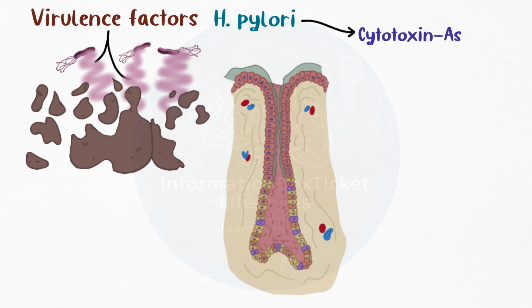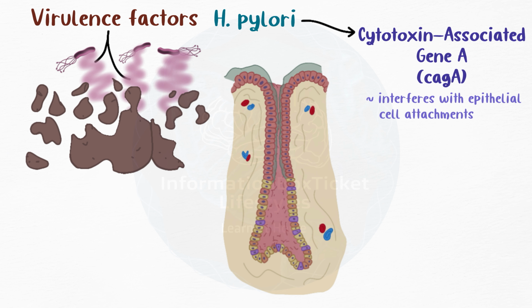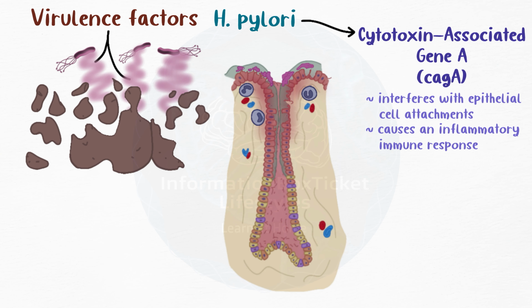For instance, cytotoxin-associated gene A, or CagA, is produced by some H. pylori strains and interferes with epithelial cell attachments, which are ordinarily responsible for shielding the underlying mucosal layers. As a result, mononuclear immune cells are drawn to the infection site, which causes an inflammatory immune response known as gastritis within the stomach lining.